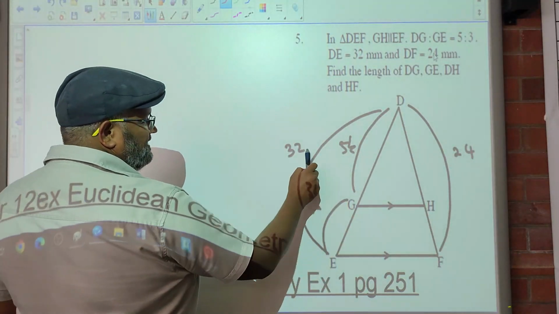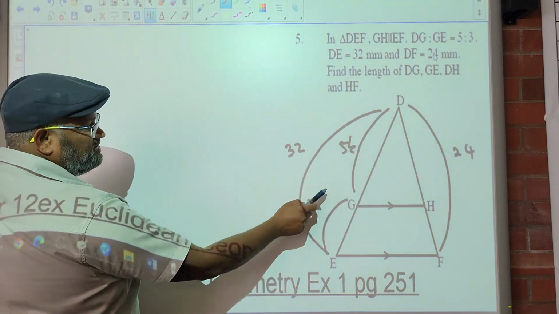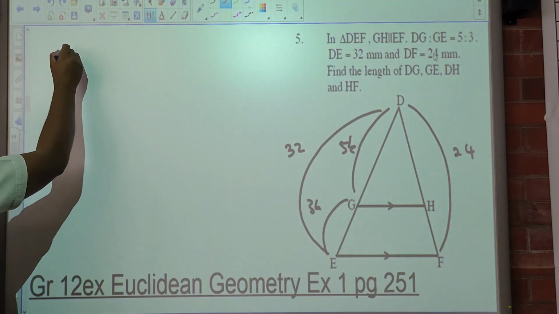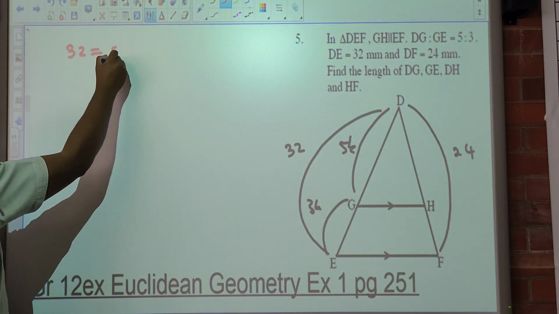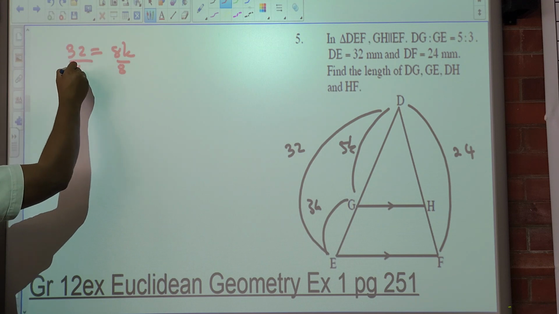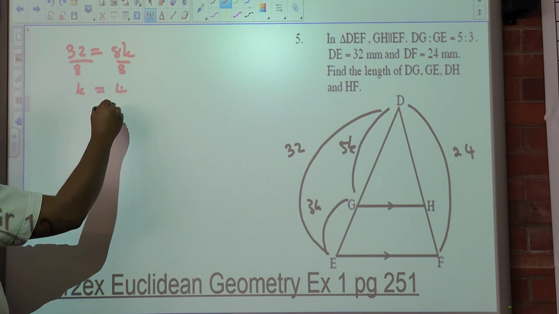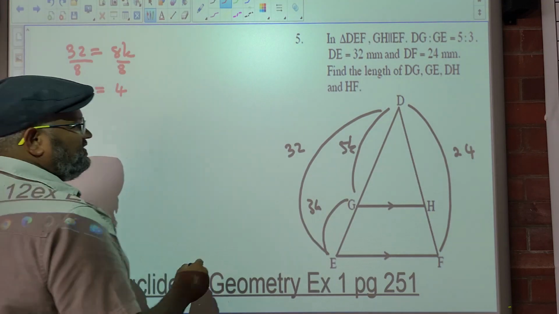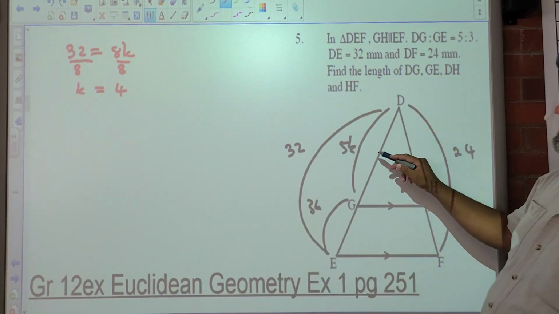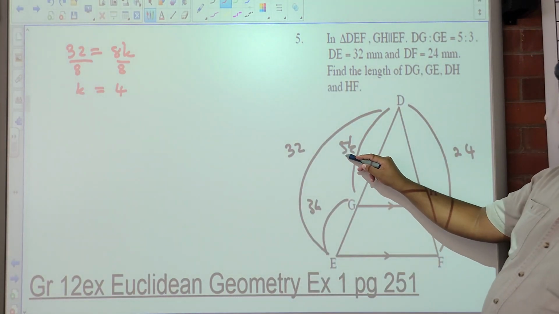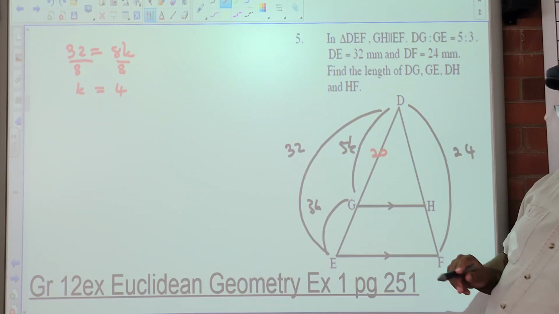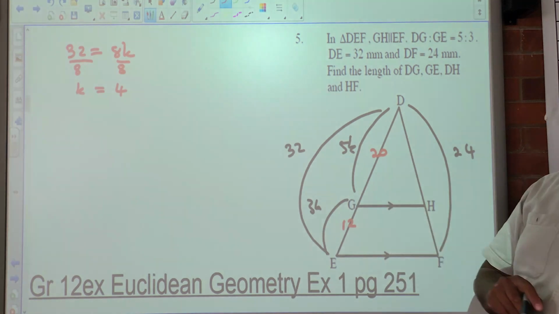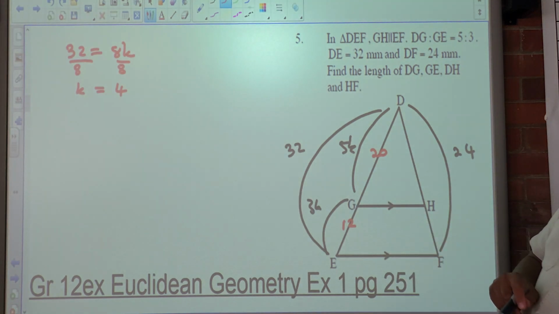So that 32 is actually equal to 8K, so I divide by 8 both sides. So K is simply 4 millimeters. You all understand that, no? So if that is 4, then what is DG? 20. So 5 times 4. What is GE? 3 times 4, which is 12. And together it makes 32. Does it make sense? Have I answered the question?